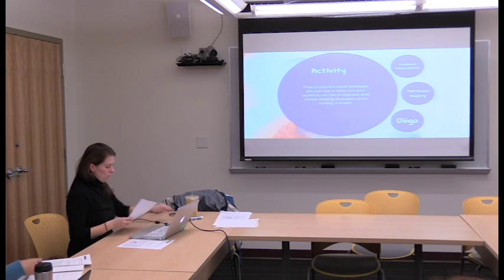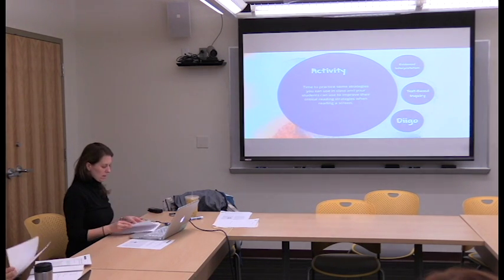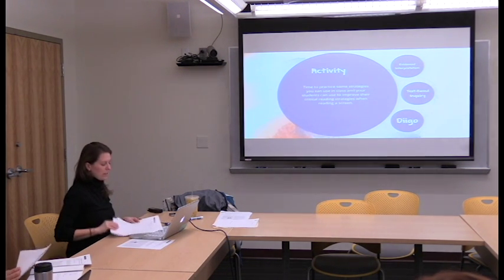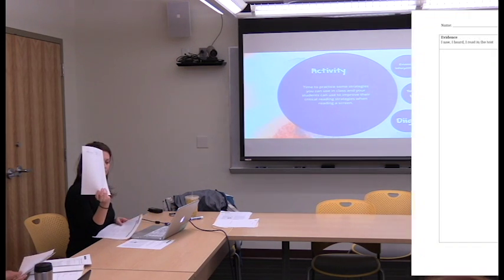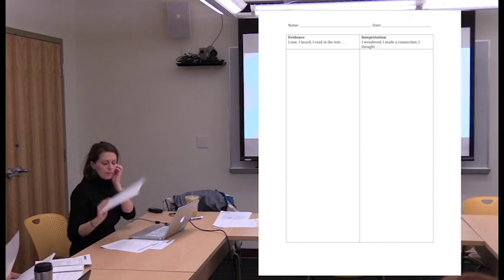The first one we're going to look at, unfortunately, I think is the one that might be in the back. It's the evidence and interpretation handout. It looks like this. Two columns.